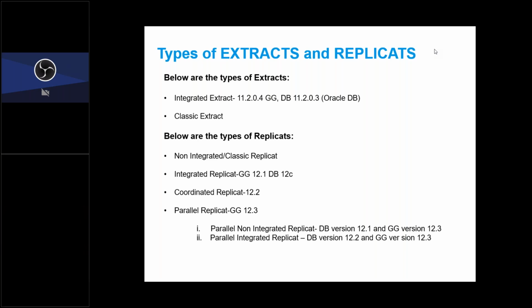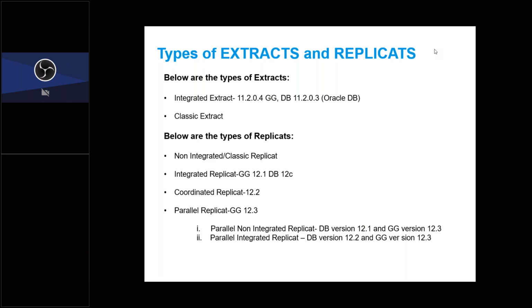Then you have parallel integrated replicate. For using parallel integrated replicate, the minimum database version should be 12.2 and Goldengate version should be 12.3. So if the database version is less than 12.2, it won't work. If it is 18c or 19c, it will work.